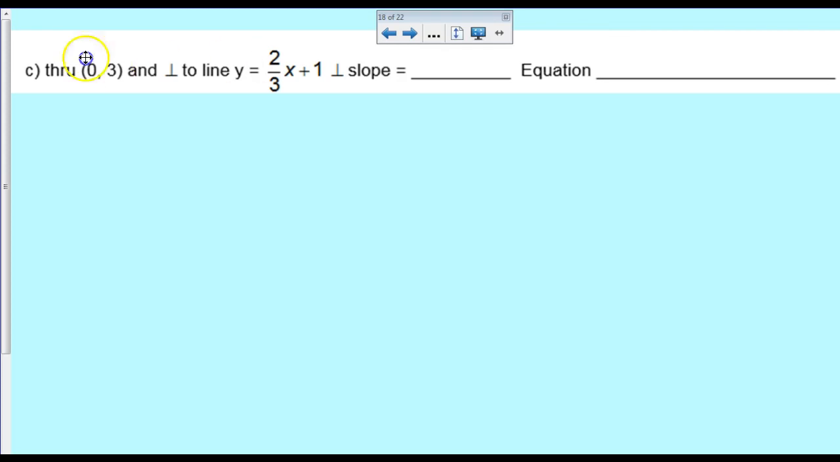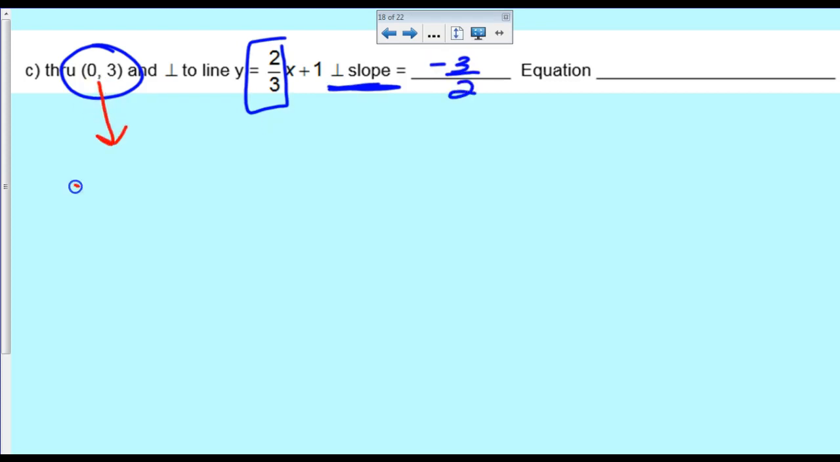Oh, this one's fun. They tell me it goes through this point. That's an awesome point, and it's perpendicular to this. So his slope is 2/3. The perpendicular slope to that would be -3/2. And we can do point slope form if you'd like, but this is a very special point. Anytime the x value is 0, this is the y-intercept. So since I have a slope and a y-intercept, I'm actually going to jump straight into slope-intercept form.